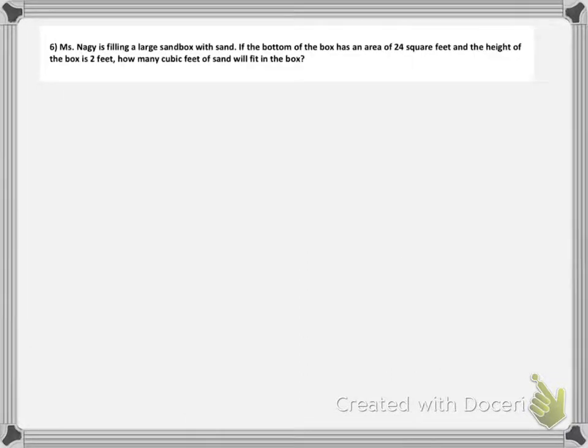For number 6, Miss Nagy is filling a large sandbox with sand. If the bottom of the box has an area of 24 square feet and the height of the box is 2 feet, how many cubic feet of sand will fit in the box? Cubic feet means, again, I want to find the volume. We're told the area of the bottom. So this is similar to a picture that we did with number 5.